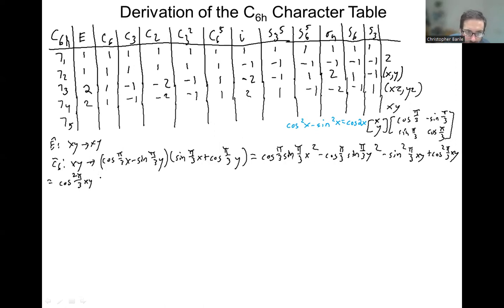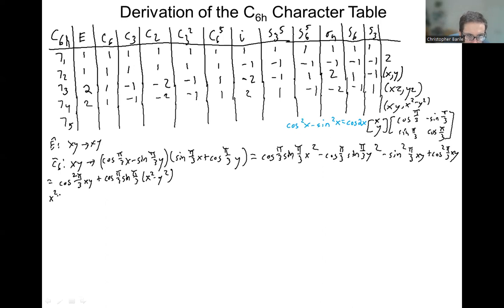And this part we can factor out cosine pi over 3 sine pi over 3 times x squared minus y squared. What's interesting about this is now we can see how xy transforms as a linear combination of the xy function, but also x squared minus y squared. And that's a d orbital function. And so what that's telling us is that x squared minus y squared and xy transform together, just like xy did and xz, yz.